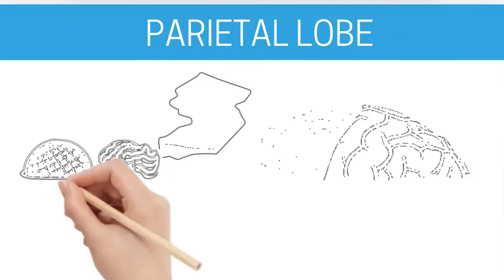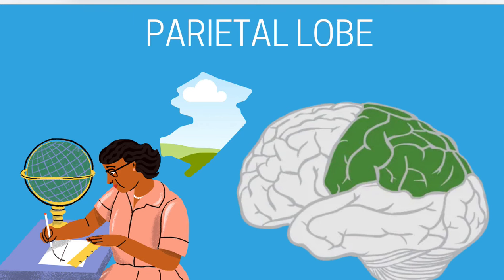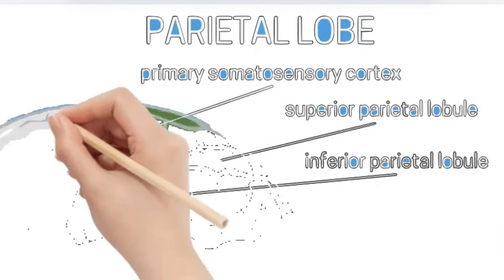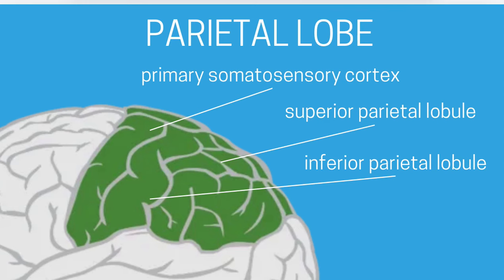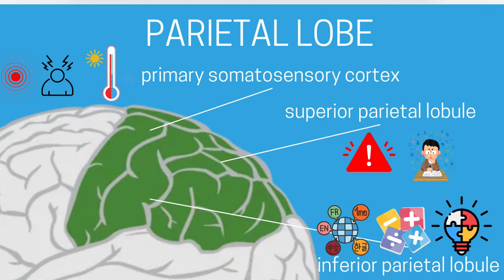Now let's move on to the next lobe, which is the parietal lobe. We can imagine the parietal lobe as a cartographer processing sensory information to create a detailed map of our surroundings. It consists of the primary somatosensory cortex, the superior parietal lobule, and the inferior parietal lobule. The primary somatosensory cortex is at the front of the parietal lobe and helps us feel pain, pressure, and temperature. The superior parietal lobule helps with our attention span and concentration. Meanwhile, the inferior parietal lobule helps with language, math, and logic.